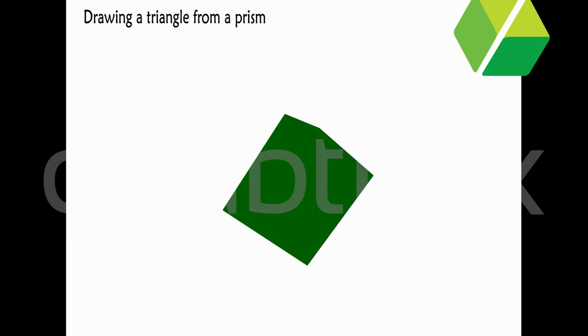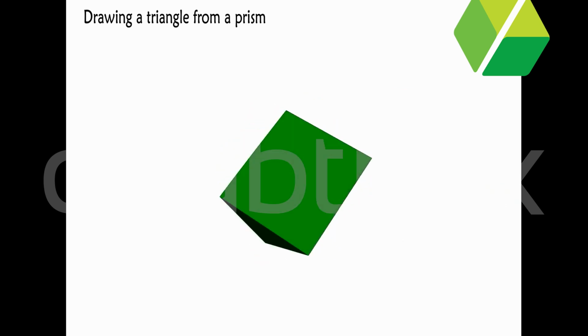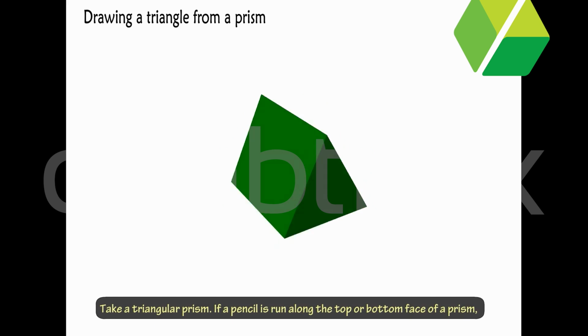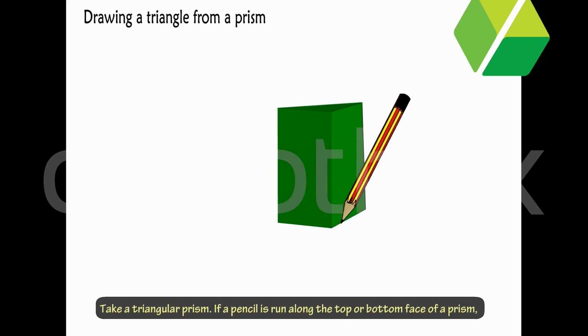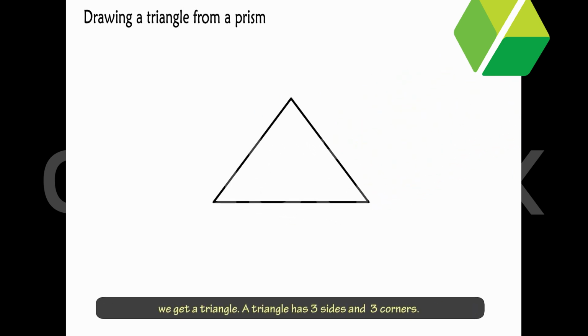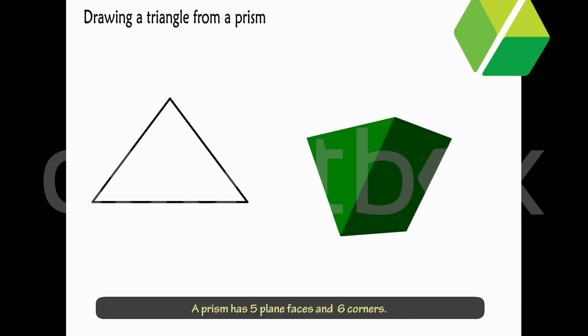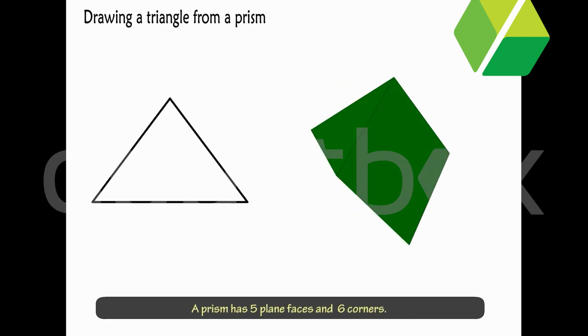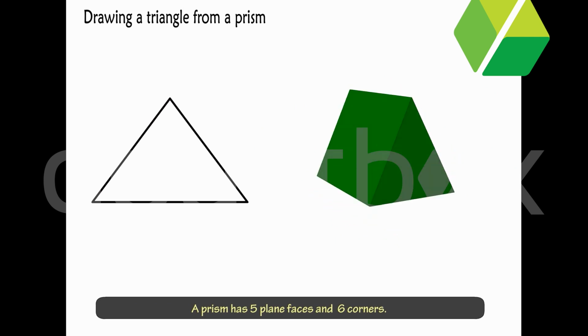Drawing a triangle from a prism. Take a triangular prism. If a pencil is run along the top or bottom face of a prism, we get a triangle. A triangle has 3 sides and 3 corners. A prism has 5 plain faces and 6 corners.